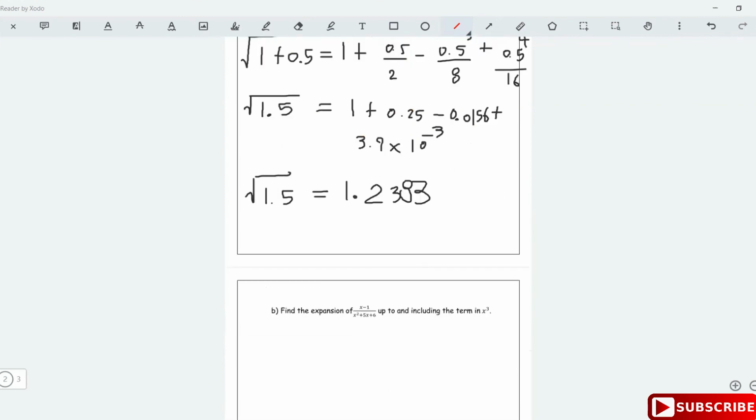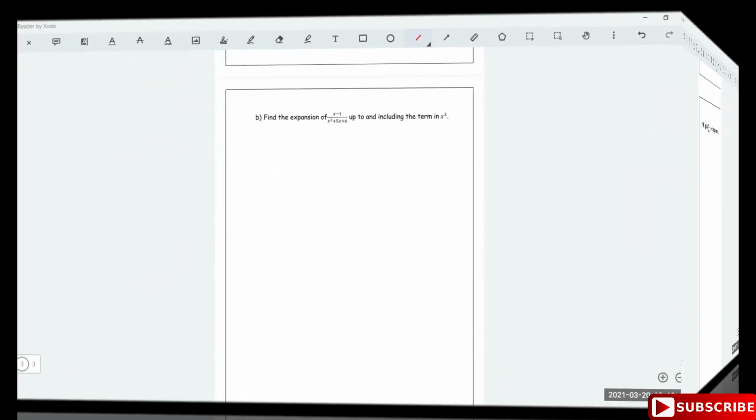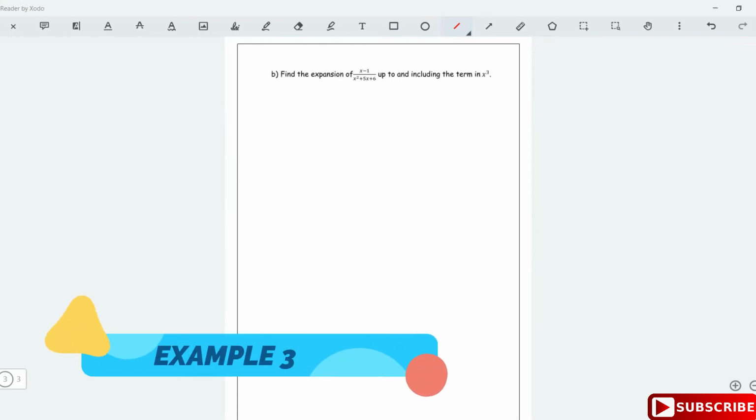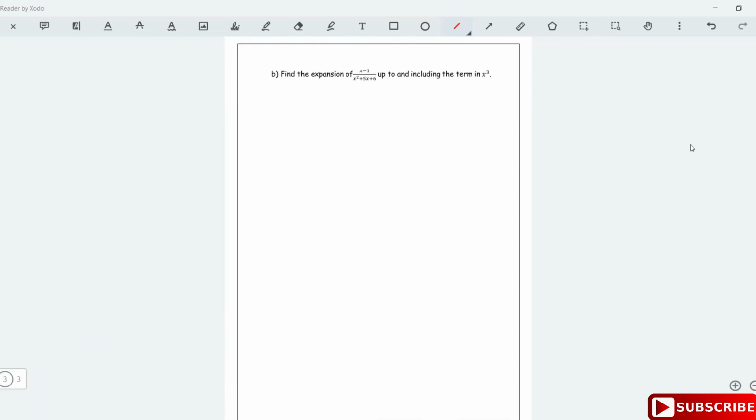Now let's look at this one. It says find an expansion for x minus 1 over x squared plus 5x plus 6. Now this looks tough, doesn't it? Find an expansion up to x cubed. Yes, man. So let's go ahead and tackle that one.